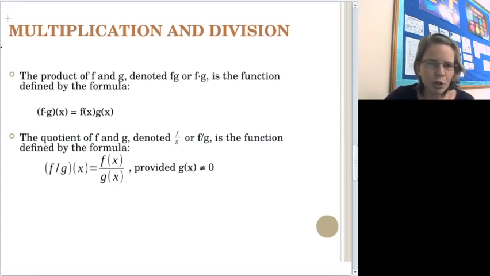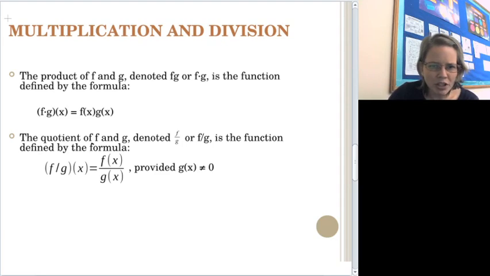All right, multiplication and division. The product of f and g, which is denoted fg or f dot g, is the function defined by the formula f dot g of x equals f of x times g of x. So again, pretty straightforward. We're making a new formula, a new function called f times g, and we can define that with another letter if we wanted to. We could call it h or m or whatever. And the way our new formula is defined is just by multiplying the two functions f and g together.